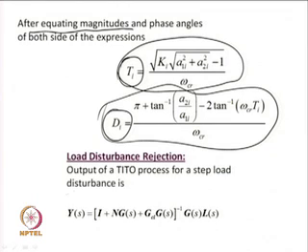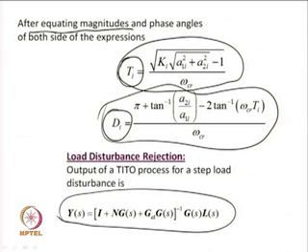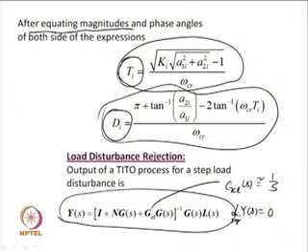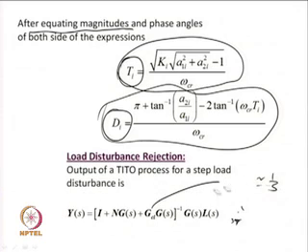Now, load disturbance rejection I have already described. It is repeated in the matrix form: y(s) is equal to (I plus N G(s) G_c(s)) inverse G(s) L(s). When G_c(s) has some integrator, then in the final limit as s tends to 0, y(s) becomes 0. So, the effects of load disturbances are nullified.